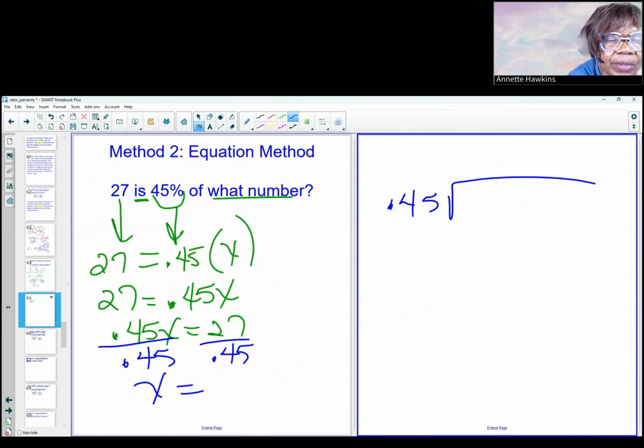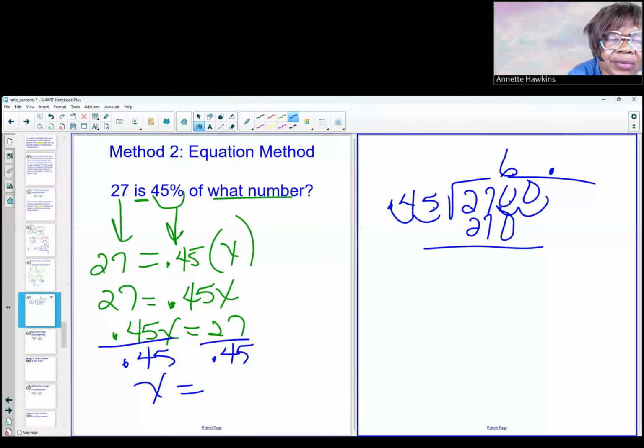0.45 into 27. Put my decimal. Now I move this 2 places, 1, 2. I have to move this 2 places, 1, 2. Put my decimal here. Voila, we're getting the same thing that we got a few minutes ago. So 45 will go into 270. We said 6 times 5 is 30. Right, my 0, carry my 3. 24 plus 3 is 27. Bring down the 0, and then we get 60.